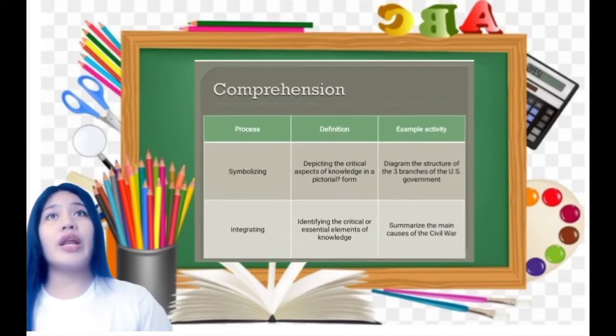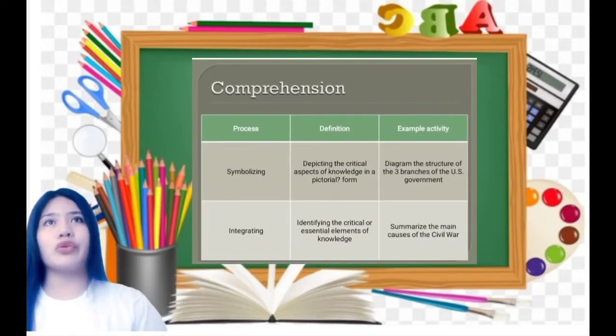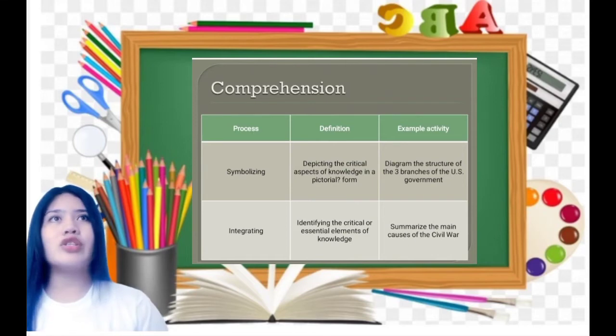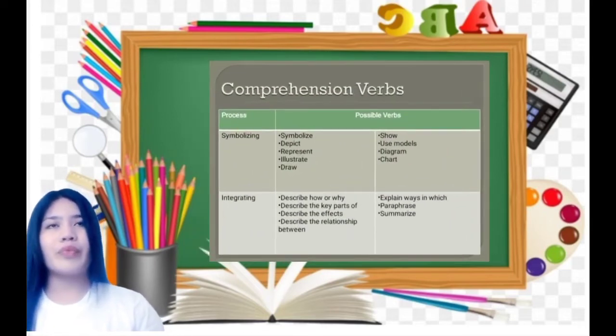So the definition of symbolizing is depicting the critical aspects of knowledge in a pictorial form. So example, diagram the structure of the 3 branches of the U.S. government. Integrating is identifying the critical or essential elements of knowledge. For example, summarize the main causes of the Civil War. So its process and possible verbs in symbolizing are symbolize, depict, represent, illustrate, draw, show, use models, diagram, and chart.